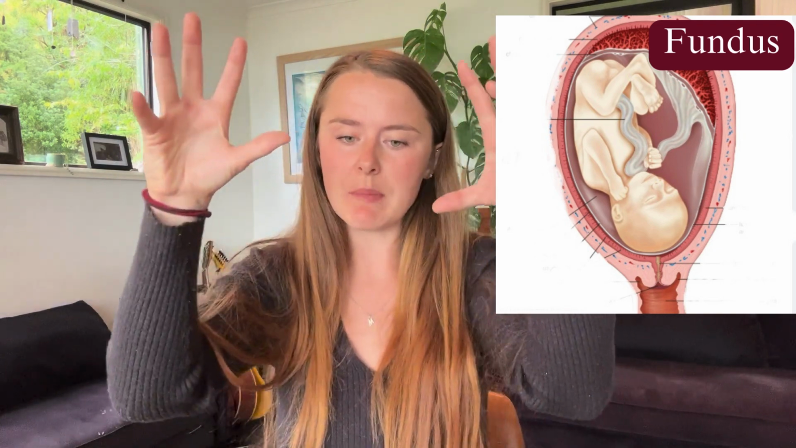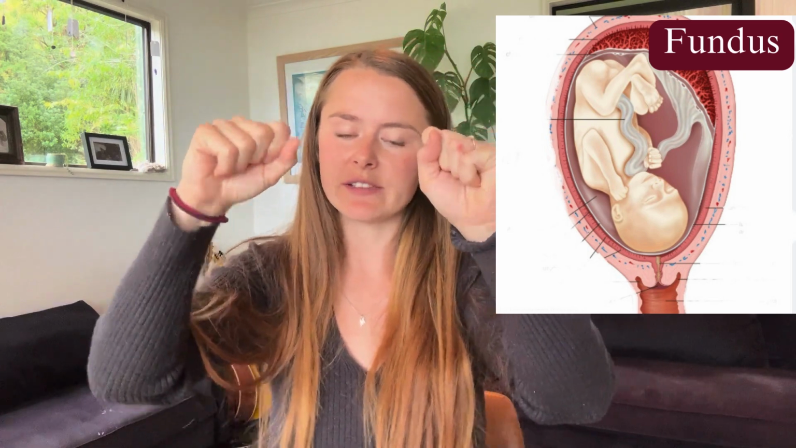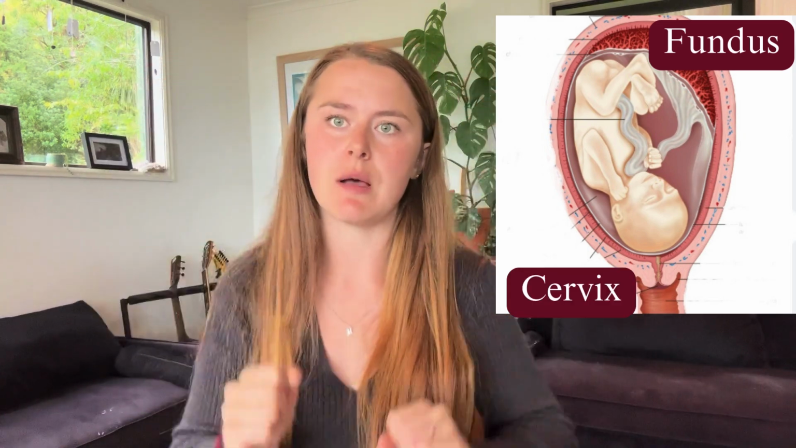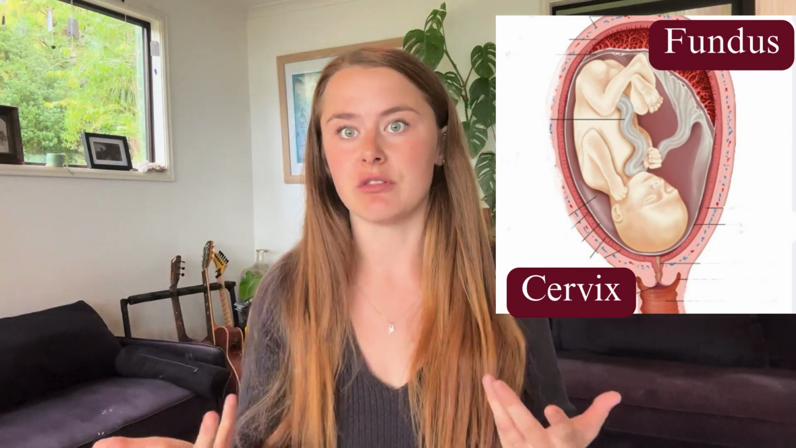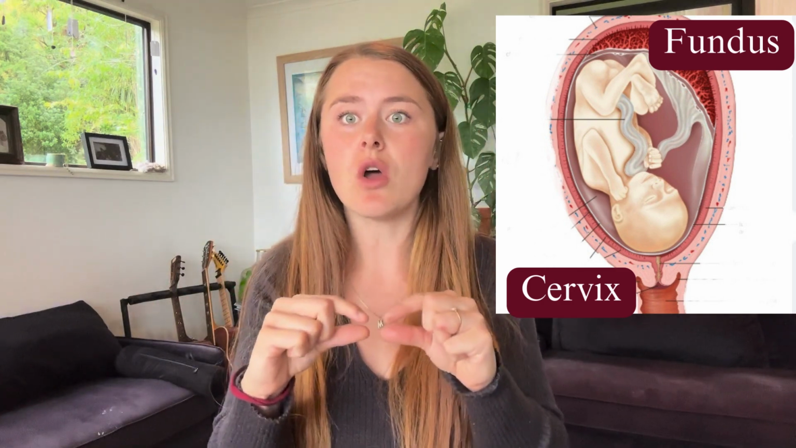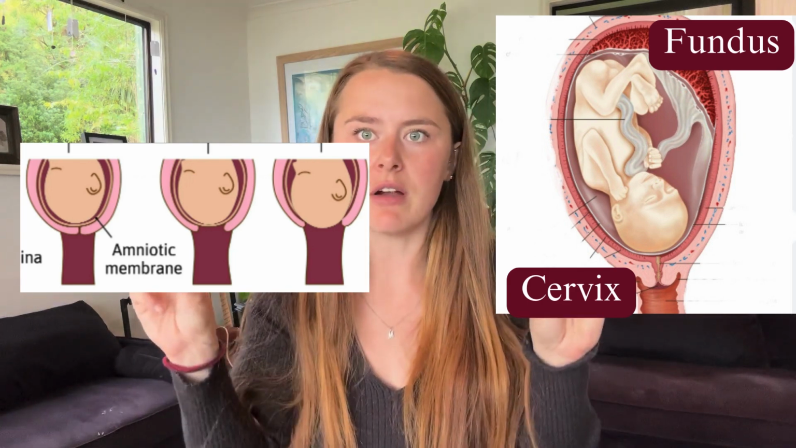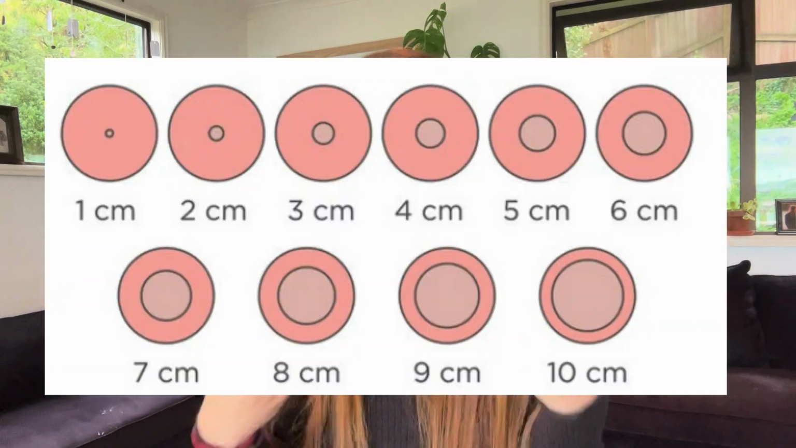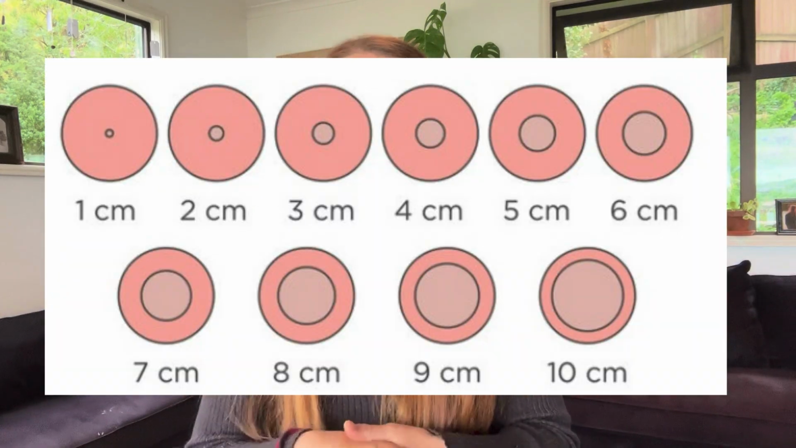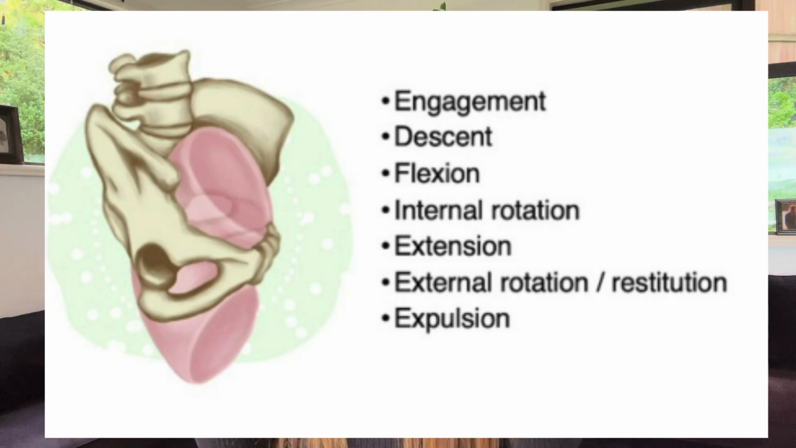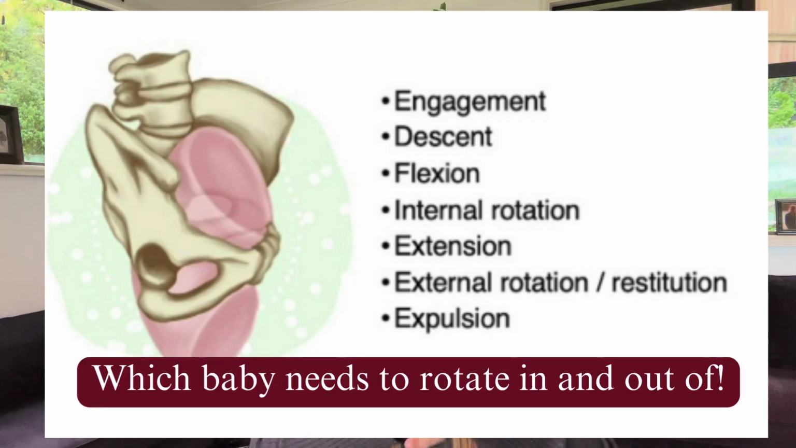And this is also the part that contracts and kind of pulls the cervix up out of the way during labor. And this is what opens up, and we often talk about dilation, how far along they are in labor, or that's what the medical model does anyways. And then we've also got the pelvis, which baby rotates in and out of.